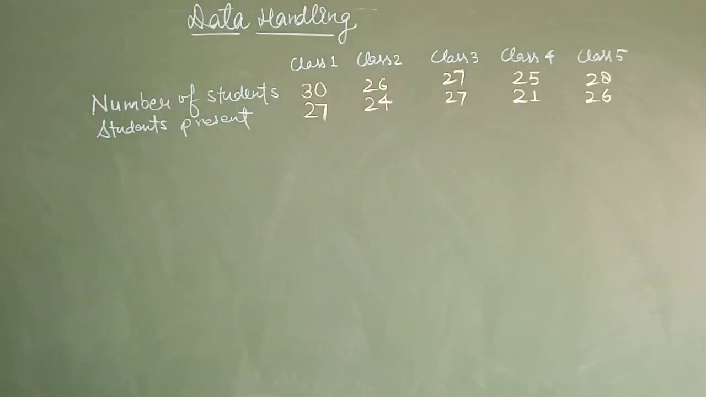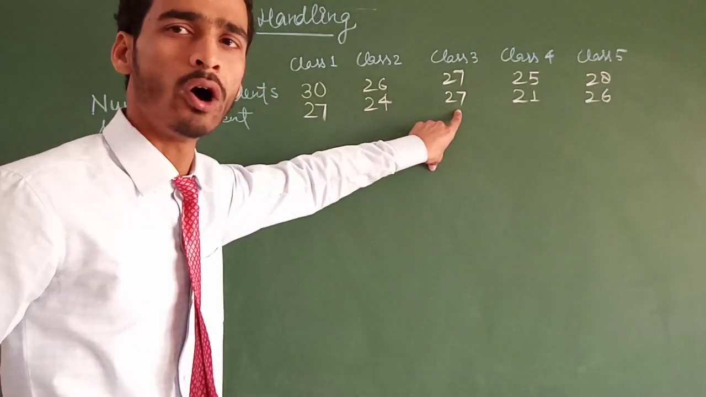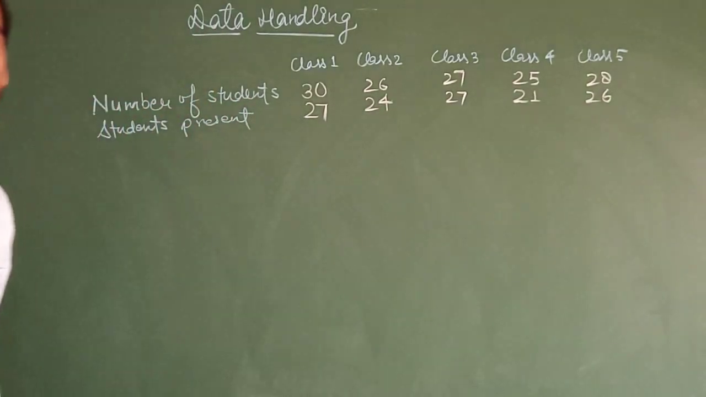You can see here that the given list shows the total number of students in classes 1 to 5 and the students present on the annual day. Now you have to answer the following questions. First question: in which class are all the students present? You can see here that in class third all students are present.